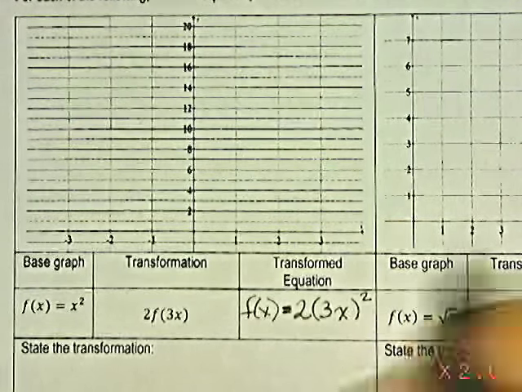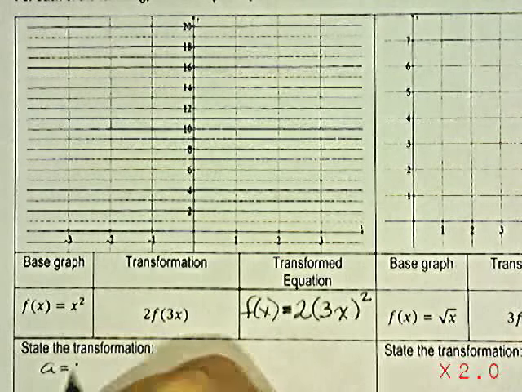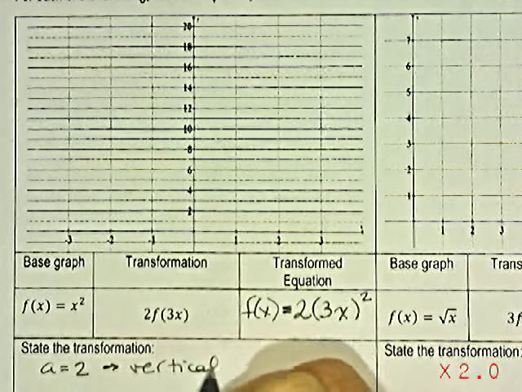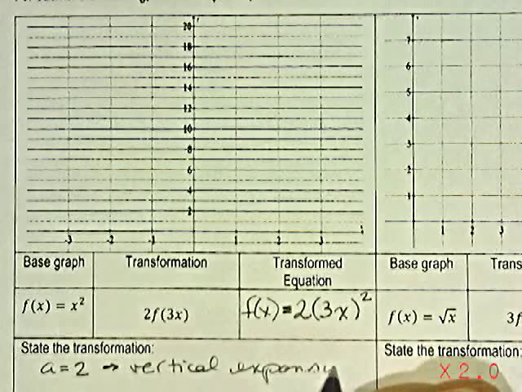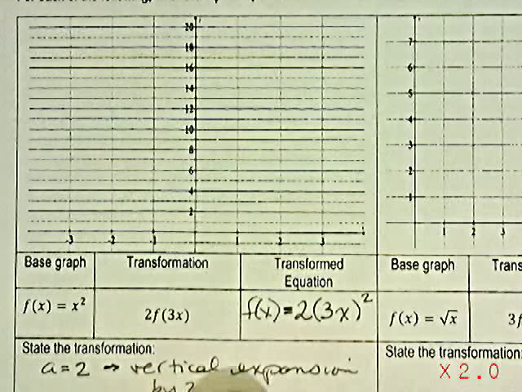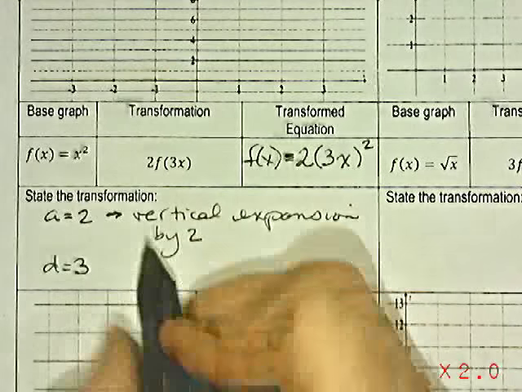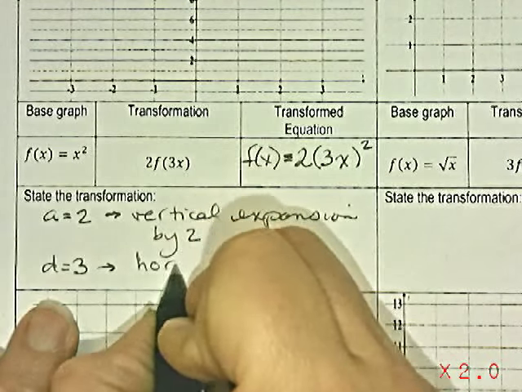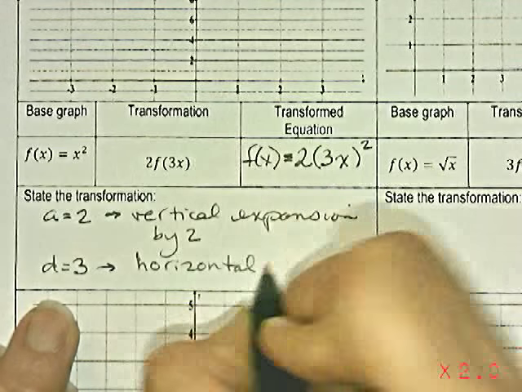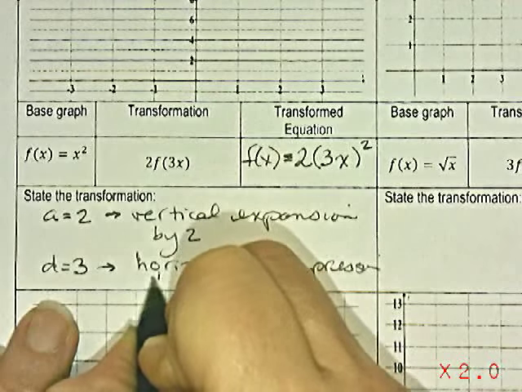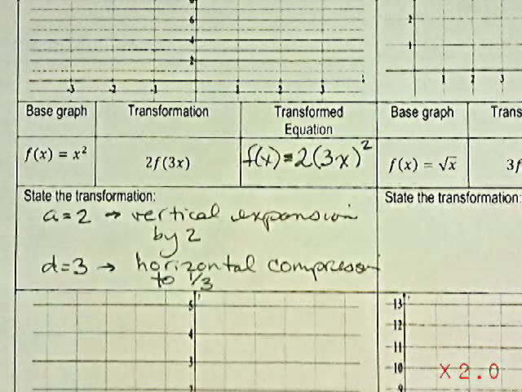So state the transformation. Well, I know that an a value of 2 causes a vertical expansion by 2. And I know that a d value of 3 affects my horizontal coordinates. I will be dividing all of my horizontal coordinates by that d value to cause a horizontal compression to a third of what it was, because dividing by 3, we go to a third of what it was.